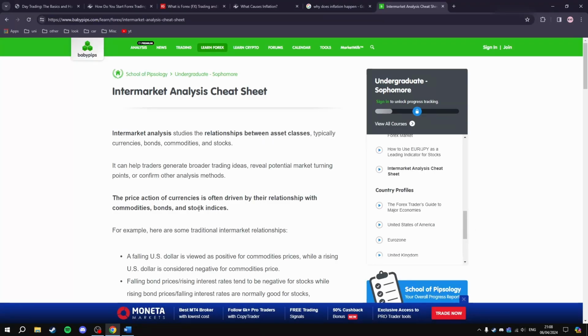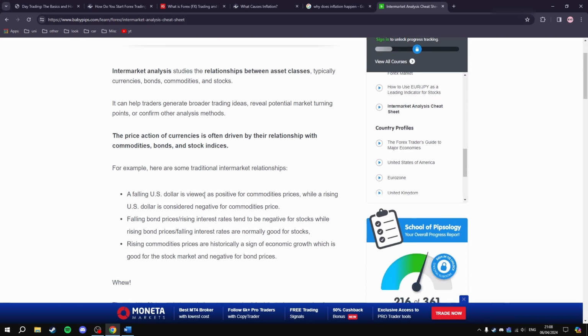It can help traders generate broader trading ideas, reveal potential market turning points, and confirm other analysis methods.